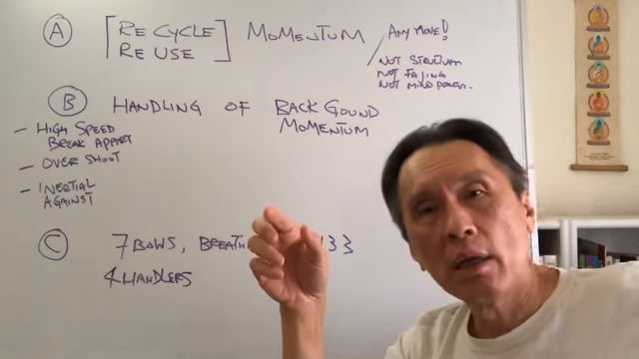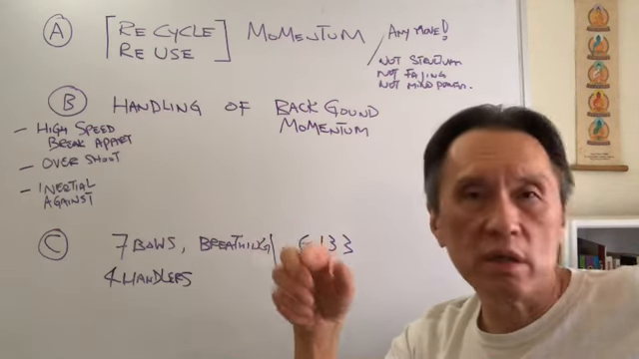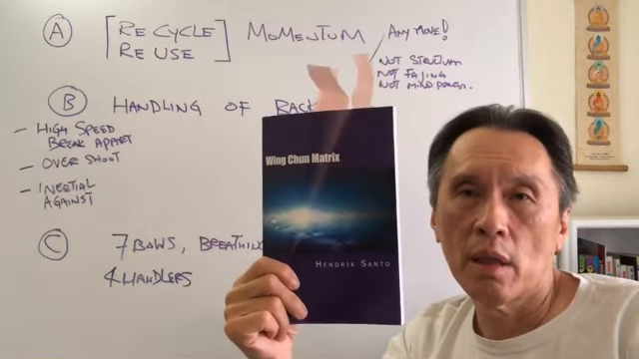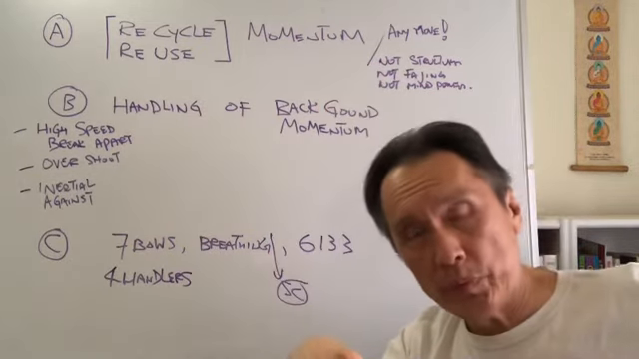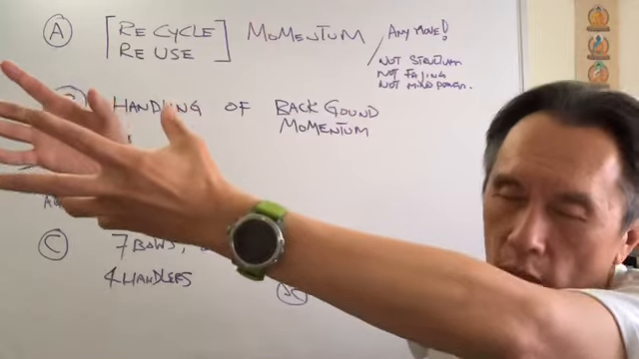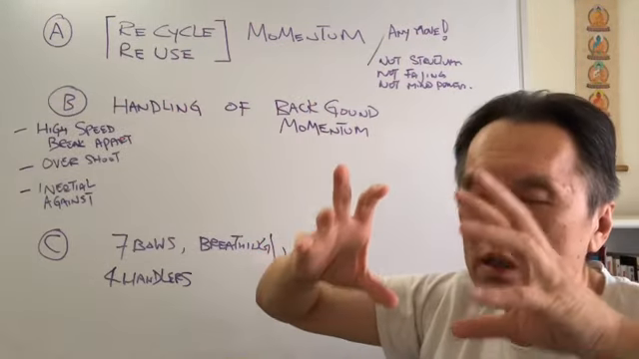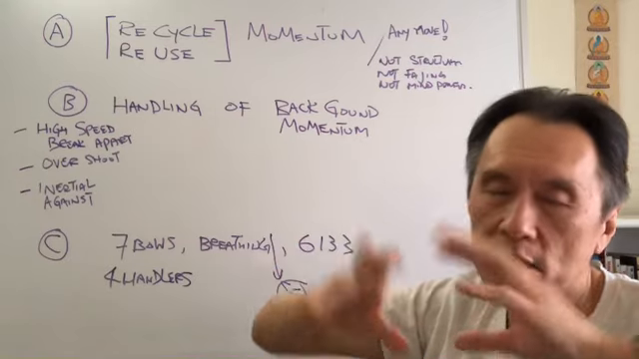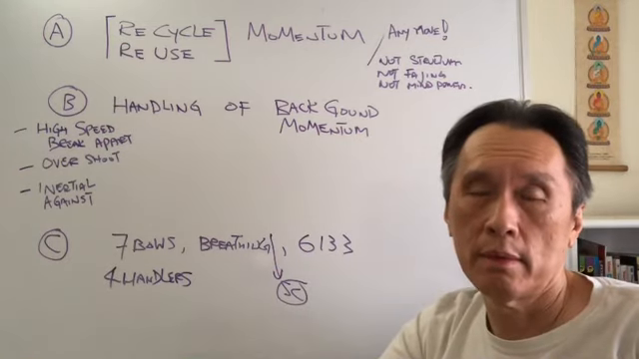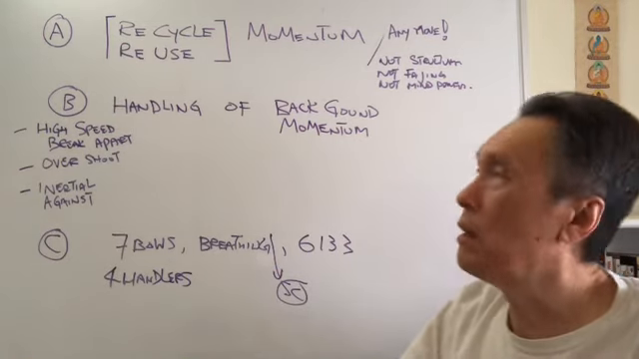That's why this Wing Chun Matrix is the first book that took the technology and put it in layman's terms so that everybody can understand. So this is for you today.